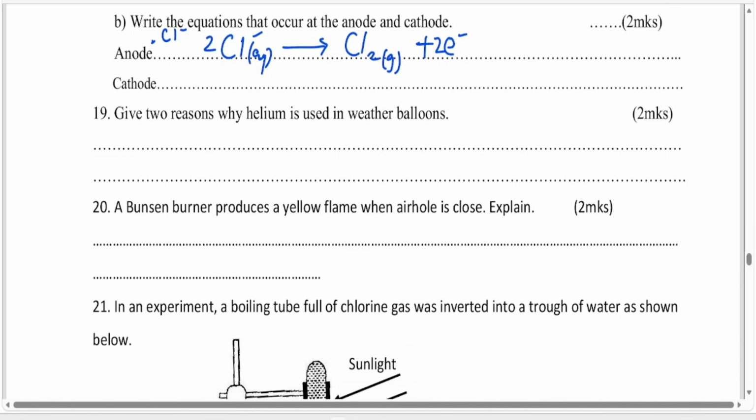At the cathode, we discharge potassium ions at the expense of hydrogen ions. Therefore, we are going to have potassium ions, aqueous, plus an electron to form potassium solid. Because we lost 2 electrons, those 2 electrons must be gained at the cathode. And this is 1 mark, and this is 1 mark.